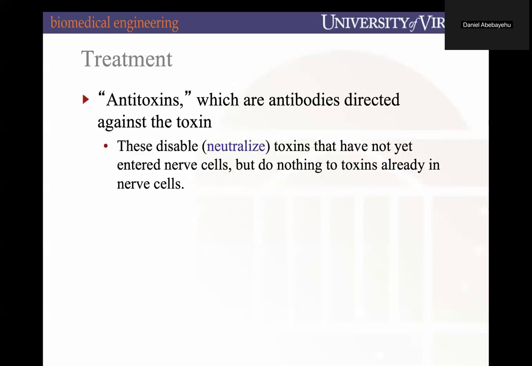The treatment are antitoxins. Those are antibodies against the toxin that neutralize it. There's nothing to be done for the motor neurons that have already been destroyed, though. Antibiotics is another option to clear out the bacteria that leads to the release of the toxin, and respiratory support for patients.